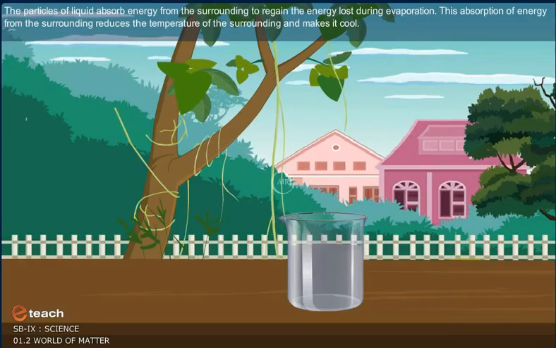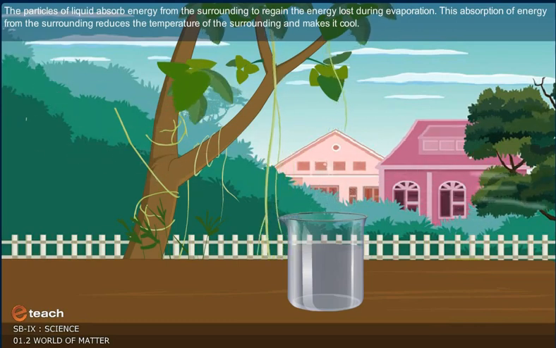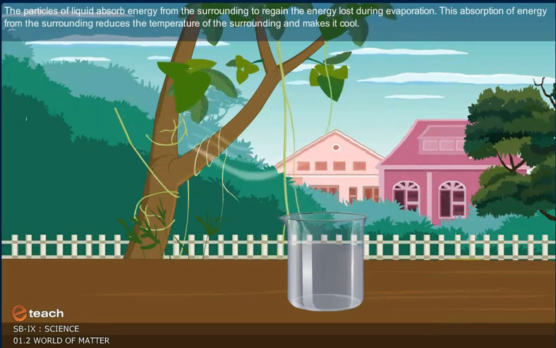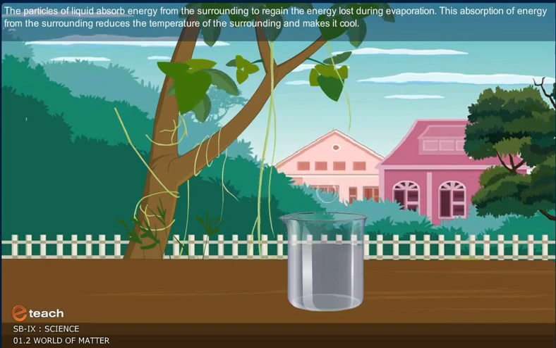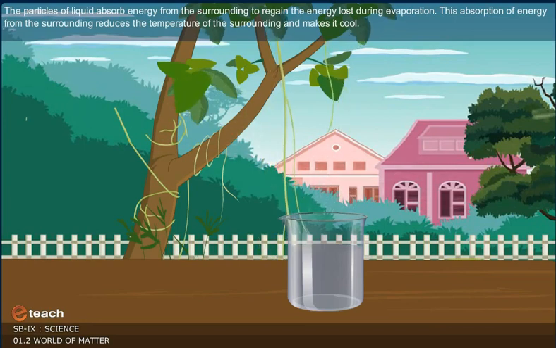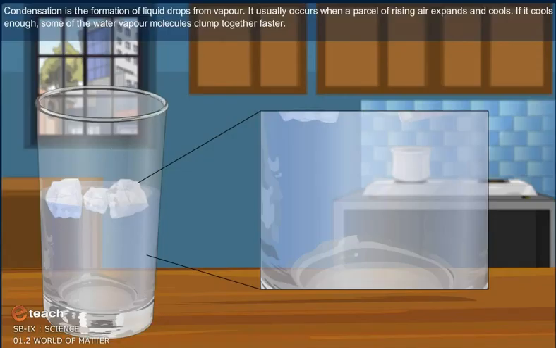The particles of liquid absorb energy from the surrounding to regain the energy lost during evaporation. This absorption of energy from the surrounding reduces the temperature of the surrounding and makes it cool.